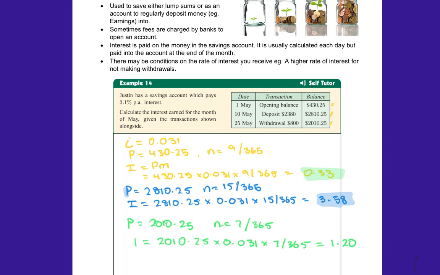Will be $1.20. Okay, so then when the question says how much interest does he get for the whole month, interest is usually paid at the end of the month, so we add up those sums of money. So we add up 33 cents, $3.58, and $1.20. And we get $5.11.